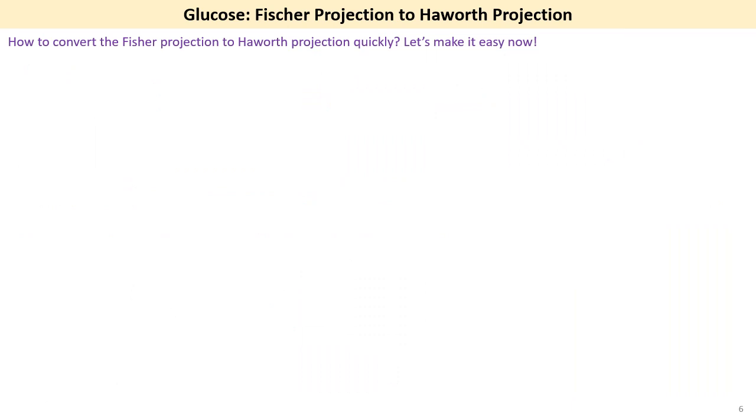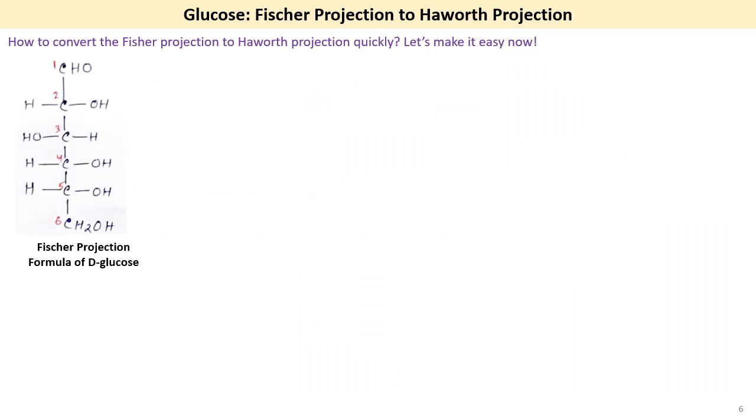So let's make it easy now. So let's consider the Fisher projection formula of D-glucose. So the structure is like this, right? Now let's look at the groups at the right hand side. So C2, C3, C4, C5 is where you have to look at OH at the right hand side. In C3, hydrogen at the right hand side, and in C4, C5, OH again are the right hand side groups.